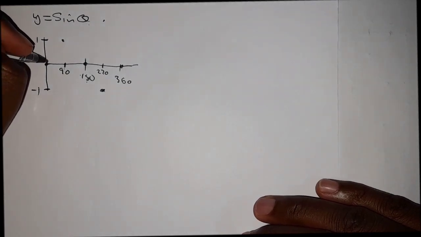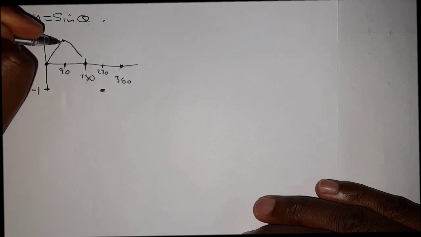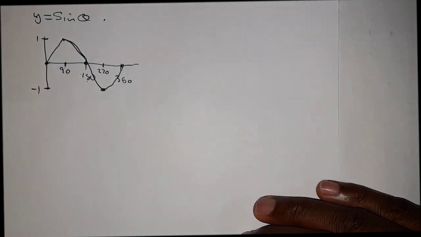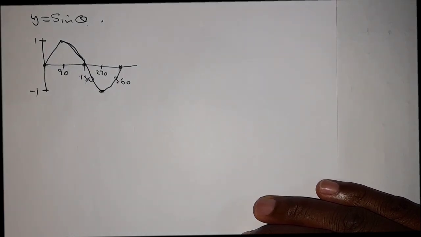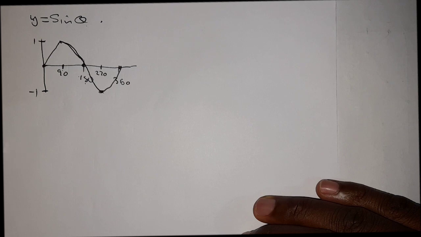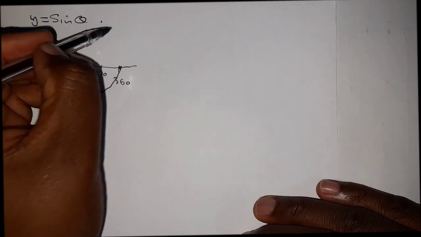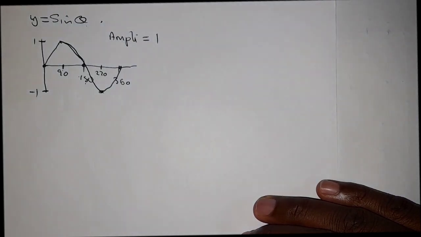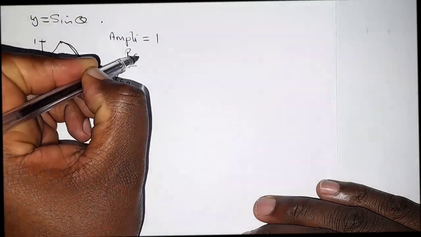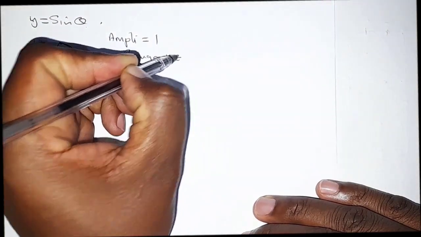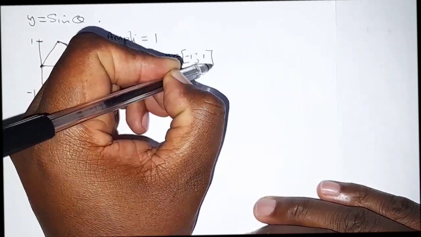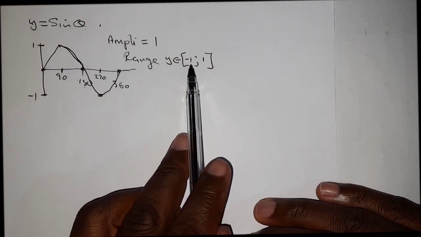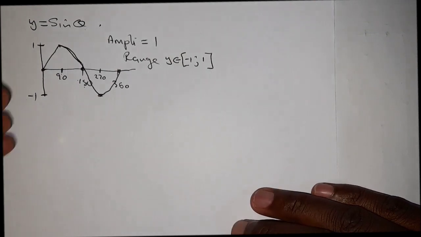So the mother function is like this. My drawing is not that beautiful, but there it is. This is the mother function, y is equal to sine theta, and my amplitude here is 1. And then my range, that is the y values, is from -1 to +1.